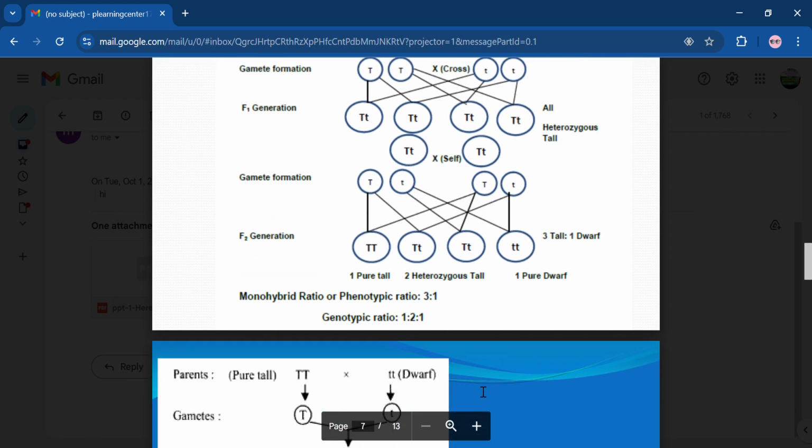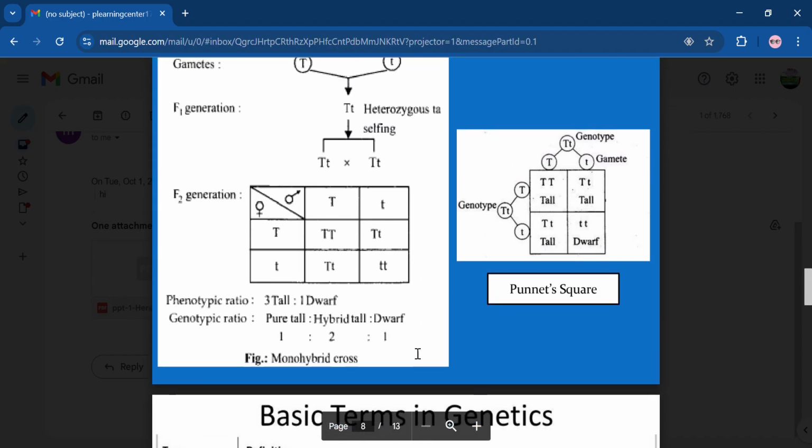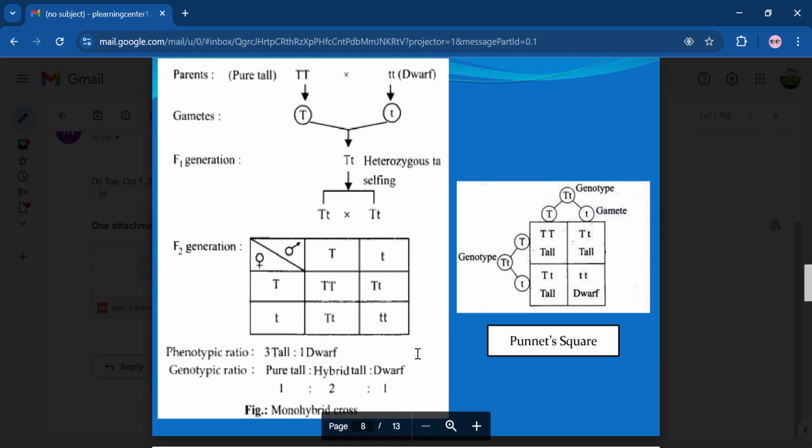So at the end of the monohybrid cross, we get the phenotypic ratio. Phenotypic means how we see the plant. That is three tall plants and one dwarf plant, so 3:1. But the genotypic ratio is 1:2:1, which means one pure tall, one pure dwarf, and two heterozygous tall. So this is all about the monohybrid cross.